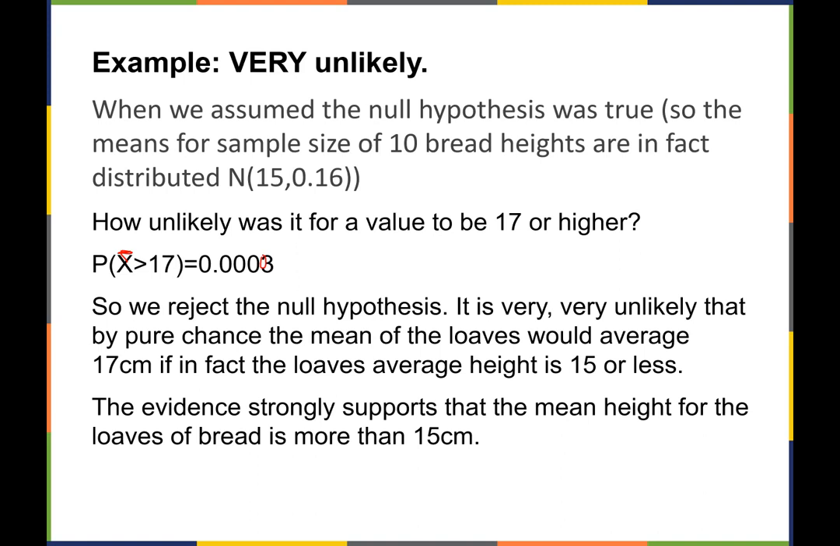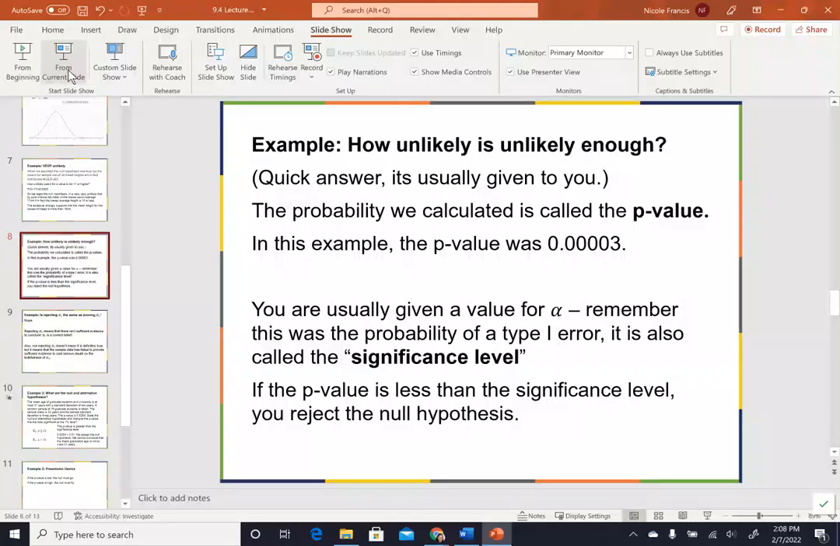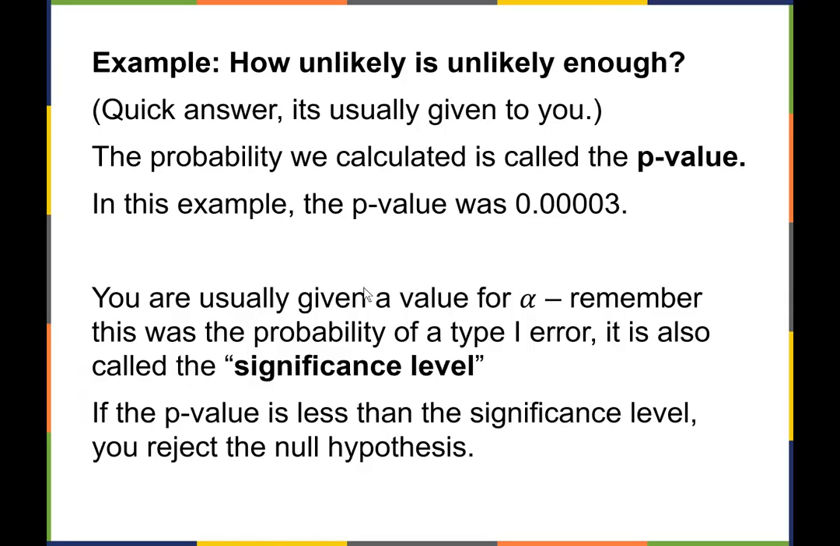All right? That is very, very unlikely that by pure chance the mean of those loaves would average 17 centimeters or higher if in fact the loaves' average height is 15 or less. So it is very unlikely that this would happen at random chance. So we don't think the null hypothesis is true. This evidence strongly supports that the mean height for the loaves of bread is more than 15 centimeters. All right, so the next question we need to answer is how unlikely is unlikely enough?